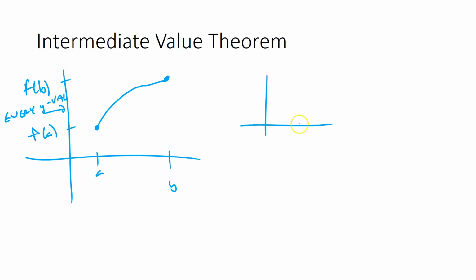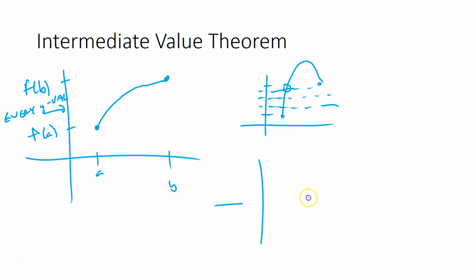Again, it could go outside. You might have something like this, right? It could go outside and come back, but still, if you made a horizontal line anywhere between f of a and f of b, it's going to hit the function somewhere, right? This is as long as the function is continuous, okay?